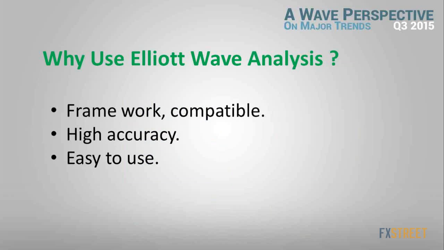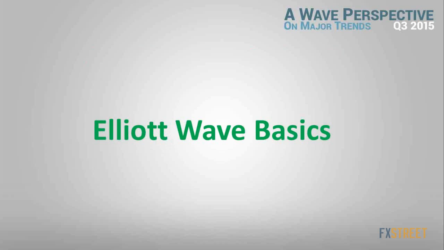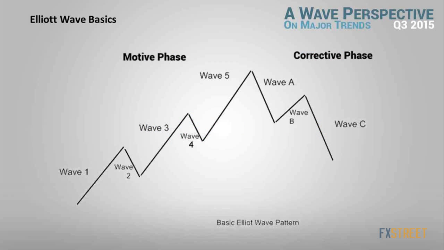We will take the next 5 minutes to quickly go through Elliott Wave basics to familiarize those of us who are new to Elliott Wave analysis and to refresh our memories with its 3 simple rules. Elliott Wave analysis is simple. The market follows a basic pattern of 1, 2, 3, 4, 5 waves up, followed by an A, B, C correction of 3 waves in the opposite direction.